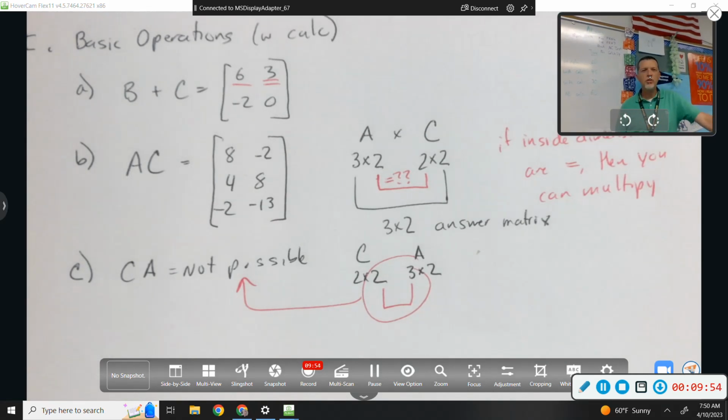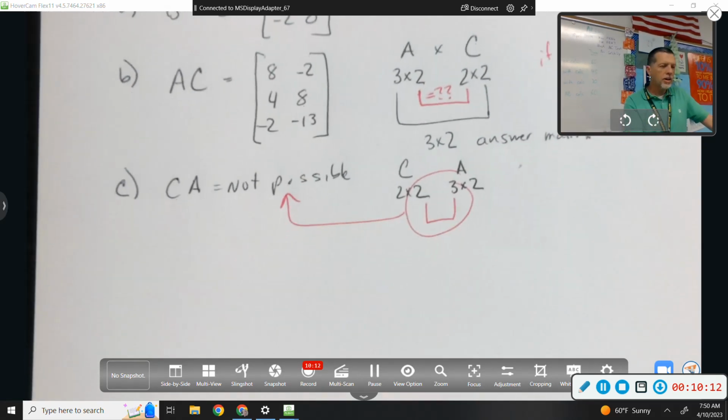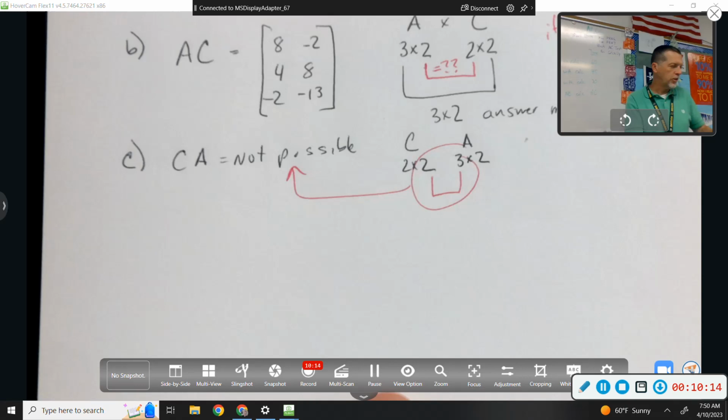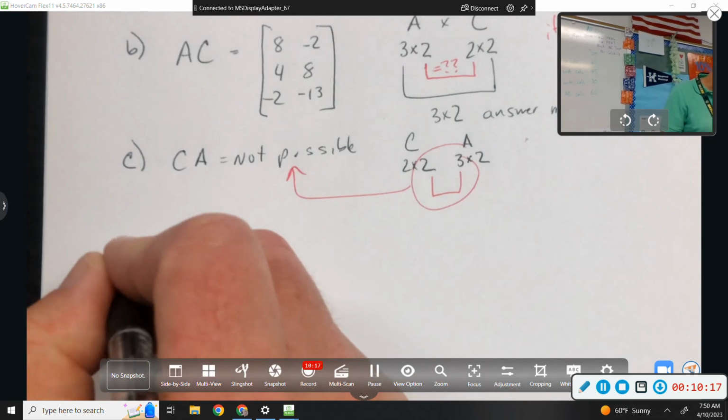That's a dimension mismatch. So all that to say is there are questions on the homework and on the tests that don't work. And so you don't really have to know why they don't work, just understand that there's some that don't work, and if you type it in and it doesn't give you an answer, then you just say not possible. You didn't do anything wrong other than ask your calculator to do something that doesn't work.